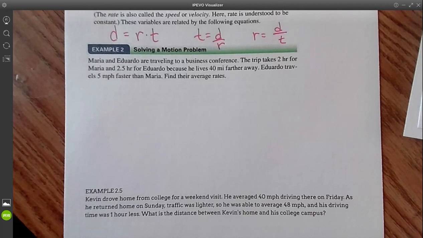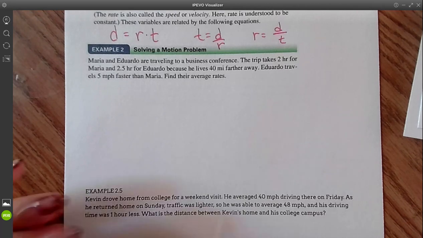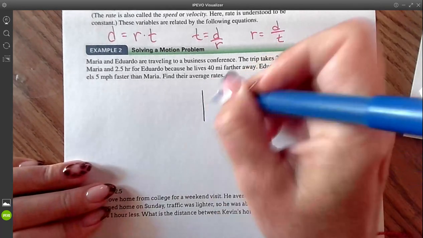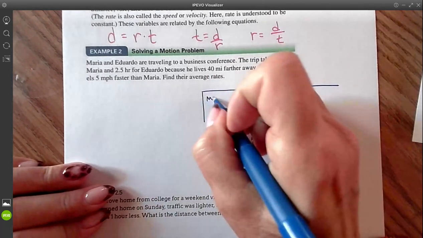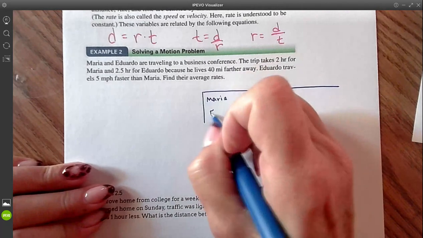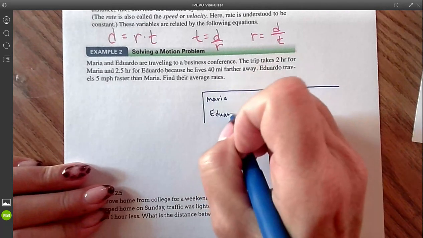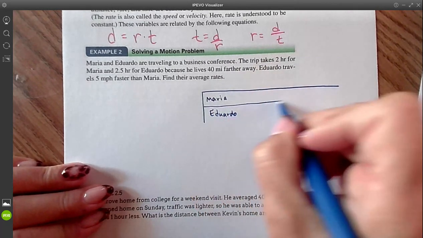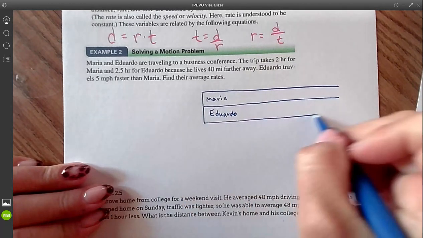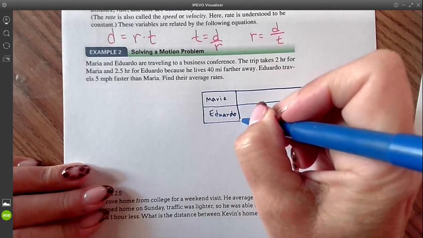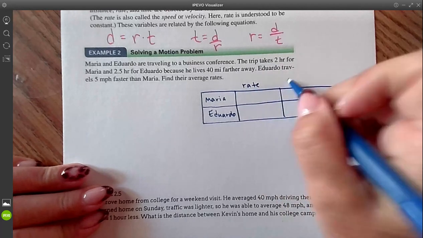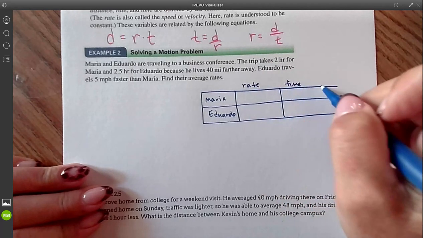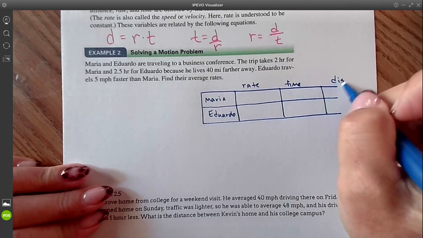I'm going to have rate, time, and distance. And then we'll fill in information. So we'll have one for Maria, one for Eduardo, and then they are each going to have a section for their rate, time, and distance.